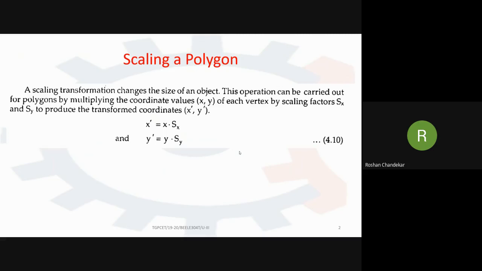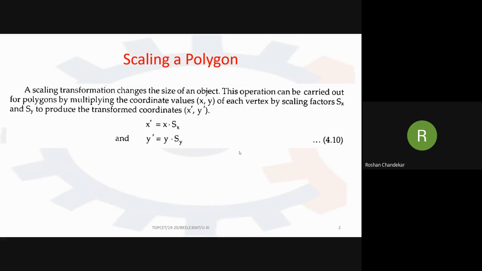Number 1 is scaling, number 2 is rotation, and number 3 is translation. So we will perform one by one all the practicals for the transformation of a 2-dimensional object or polygon. For that, first we are talking about scaling.